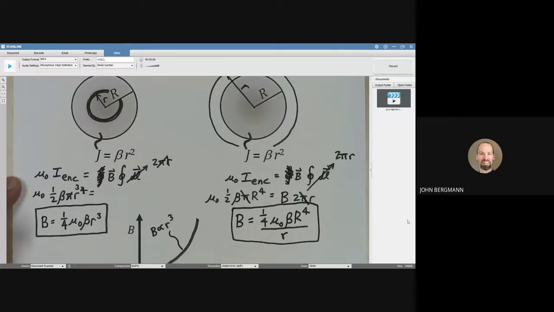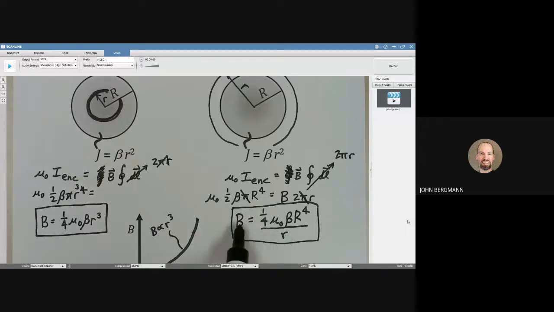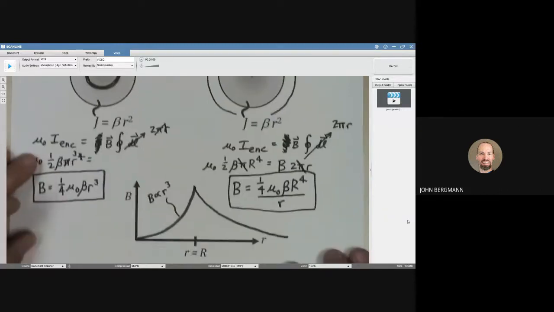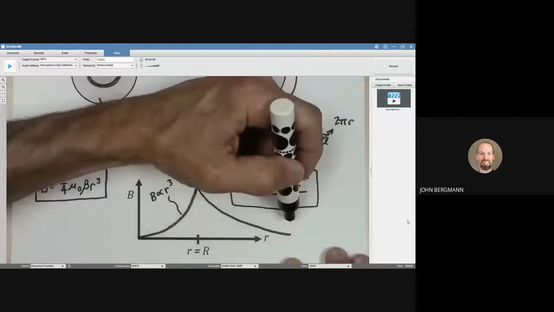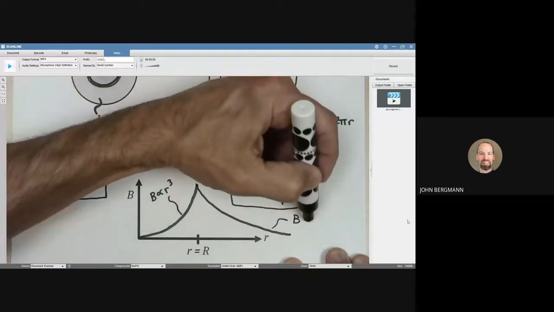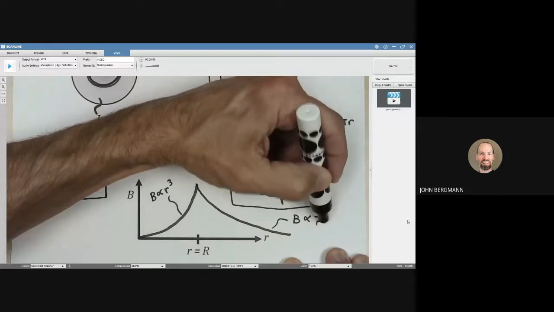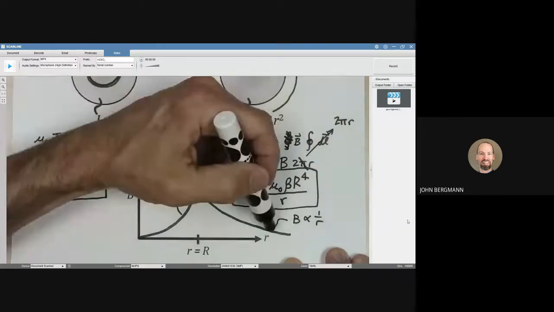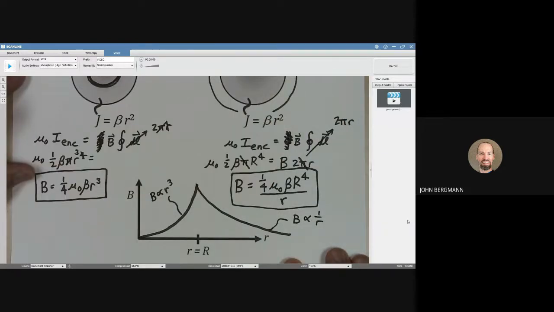What does that equation tell us about the strength of the field? It says, as little r keeps getting bigger, the magnetic field is dropping off, which is what we expected. Not as steeply as it had been growing, maybe kind of like that. There we go. Right here, the magnetic field is proportional to 1/r once we get outside the wire. So that's a pretty tough problem.